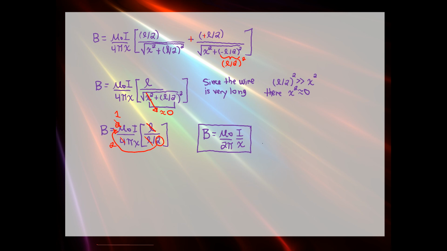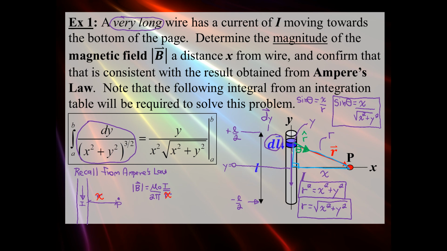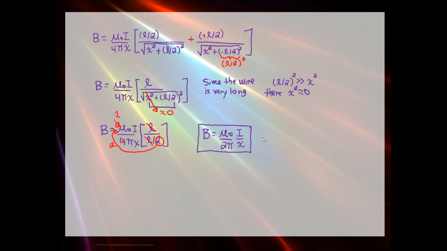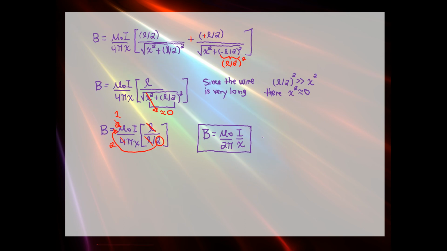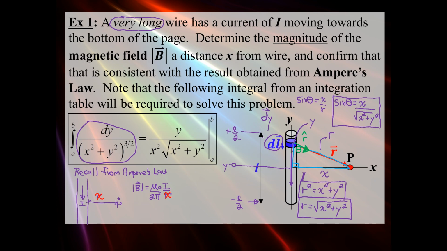Then again, this is only true if it's a really long wire. Is that what we had here? Yeah, mu naught I over 2 pi x. And again, doing this with the Biot-Savart Law, including an integral that you would just have to know off an integration table, is just not happening. It's not practical at all. I mean, it still works to get what the magnetic field is at that point away from the wire, but use Ampere's law because it's easier.